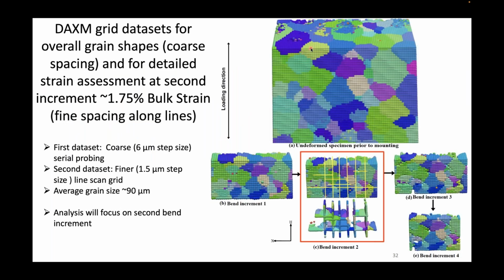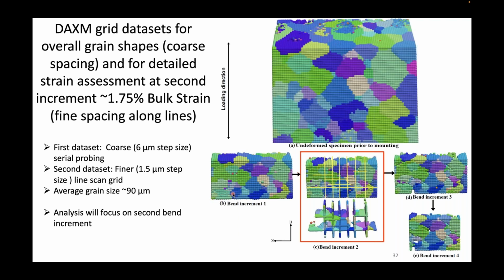So we then did a series of probes with this DAXM method to essentially map out the microstructure of the material before we deformed it. And that's in 3D, so every one of these dots on the surface has a column beneath it that indicates what the grain geometry actually looks like.